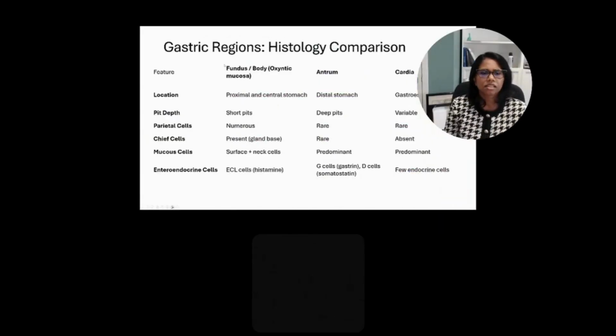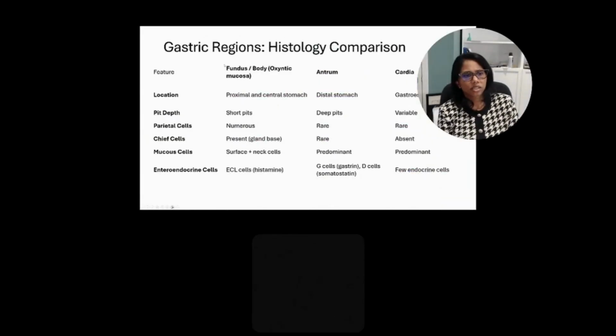So these are the histological comparisons of the regions within the stomach, and to understand the histology and its organizational structure, the fundus is usually in the proximal and central stomach. The pits tend to be shorter. In the antrum, they're deeper. In the cardia, it may be variable.